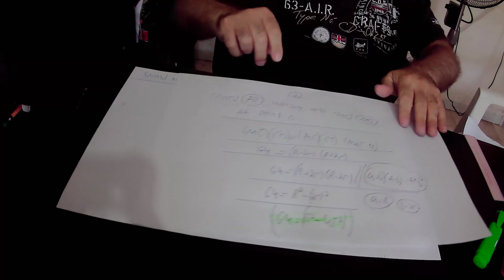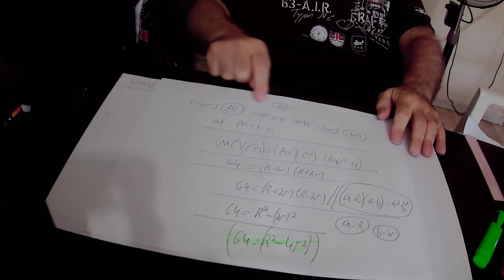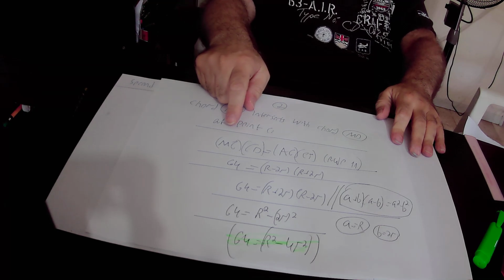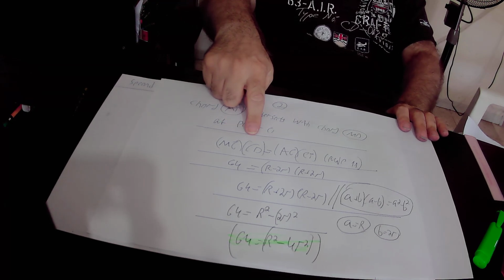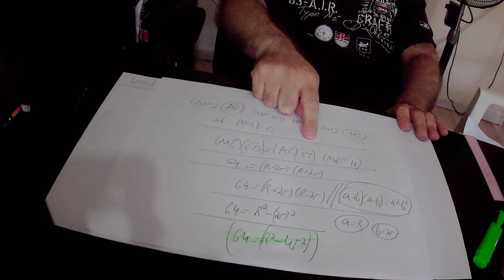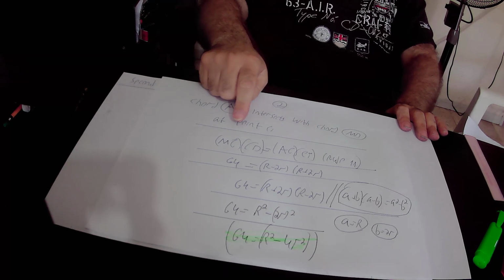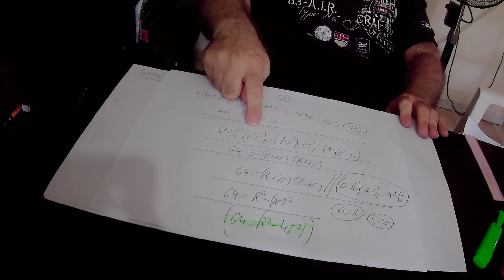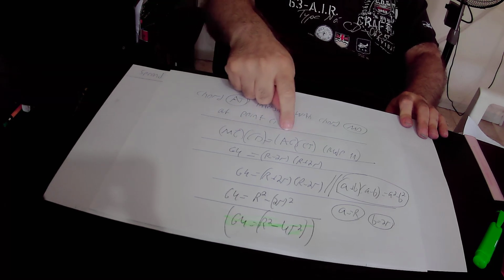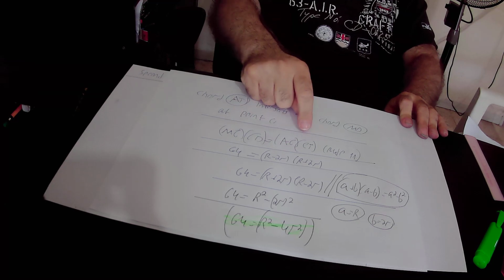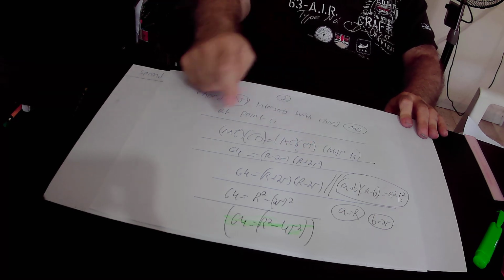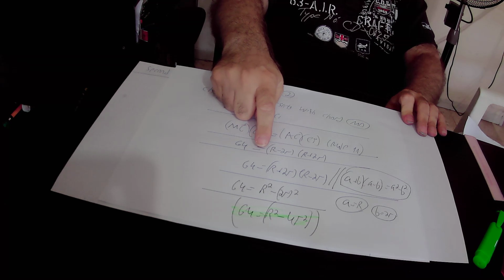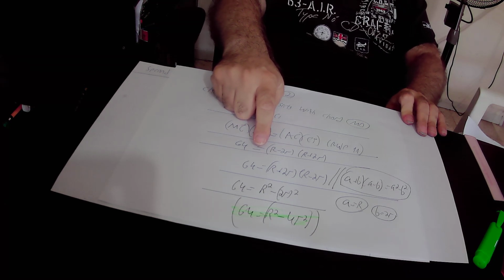Again, chord AT intersects with chord MD at point C. Therefore, according to rule number 11, MC times CD equals AC times CT. Here MC is 8, CD is 8, so 8 times 8 is 64. AC is capital R minus 2R, CT is capital R plus 2R. So in conclusion, we found out that 64 equals capital R plus 2R times capital R minus 2R.